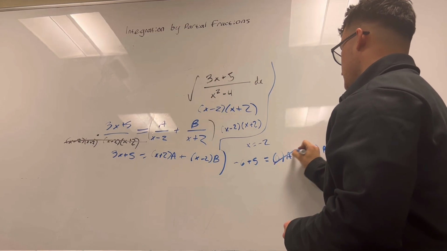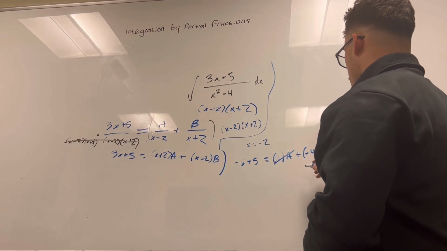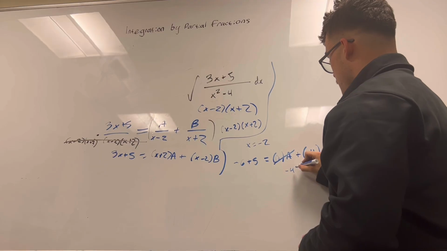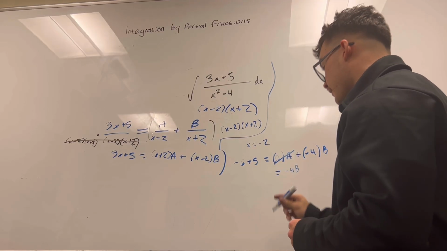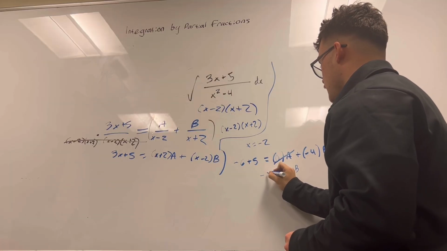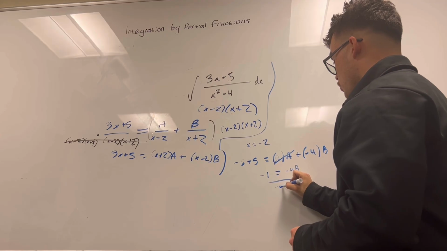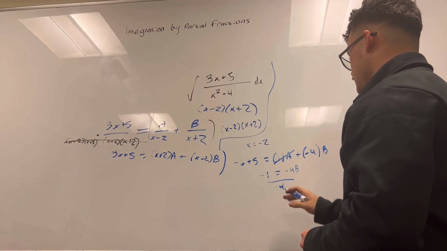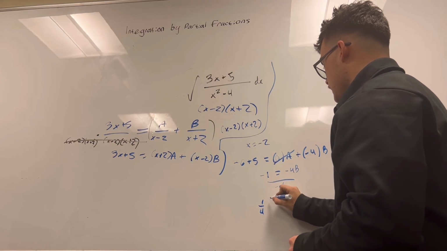You know 0 just gets rid of a. You don't have to worry about that. You don't even have to write it, honestly. So you know that -4b is going to equal -6 plus 5, that's -1. So -1. And then you're going to divide both sides by -4. And now it's going to be 1/4 equals b.